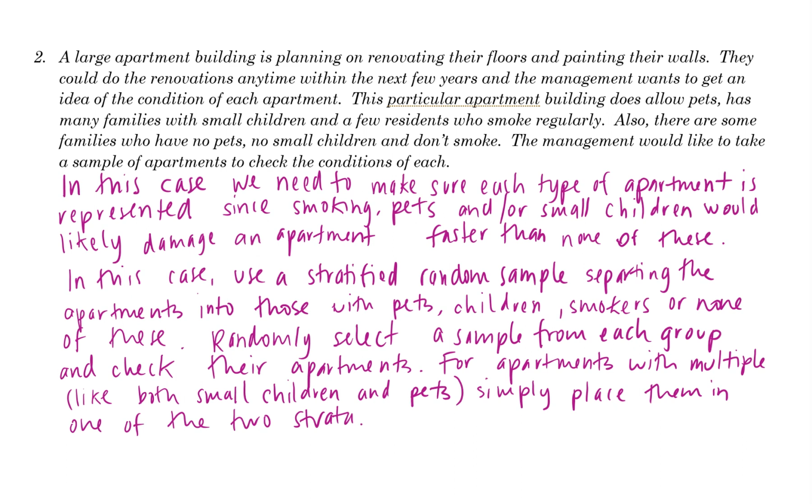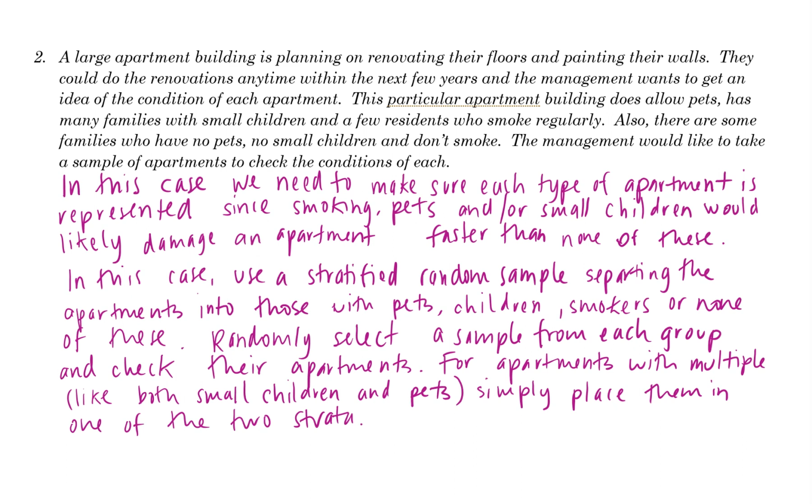And then I added this detail in for funsies. You might have dealt with this differently, but I said for apartments with multiple of these factors, like both small children and pets, you would just place them in one of the two strata. So for example, if I found an apartment that had 3 dogs and a 2-month-old baby, the 3 dogs would be a bigger deal than the 2-month-old baby, so I would put them in the pets category. So for this one, for number 2, you kind of don't have a choice. You need to go with stratified.